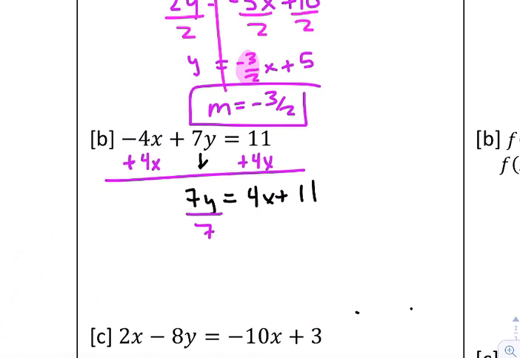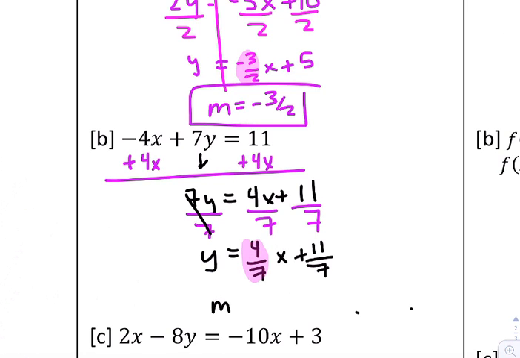Let's divide everything by 7 to clear the y value. Okay, so we have 4 over 7x plus 11 over 7. We're not really concerned with the y-intercept at this point. We're just looking for that slope, the number, the coefficient in front of x when it's in slope-intercept form. And so in this case, the slope will be 4/7.